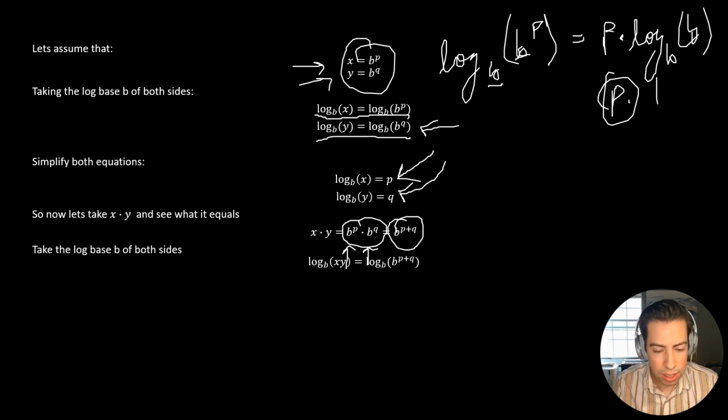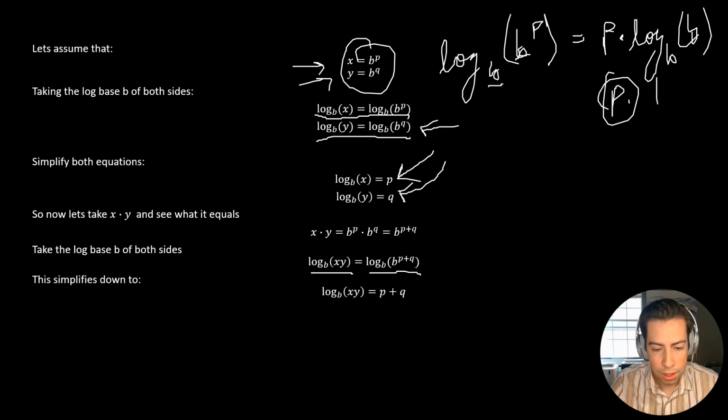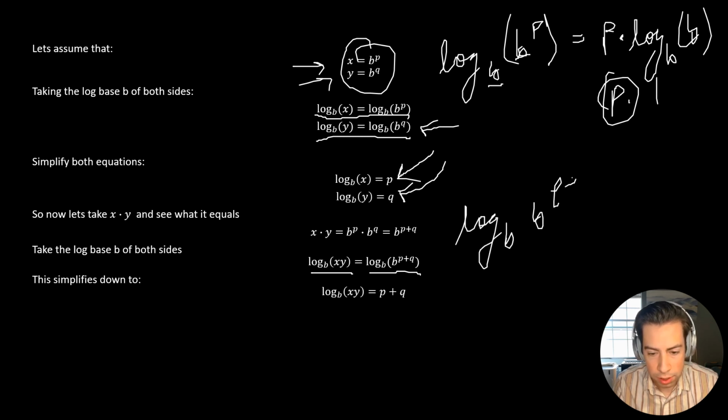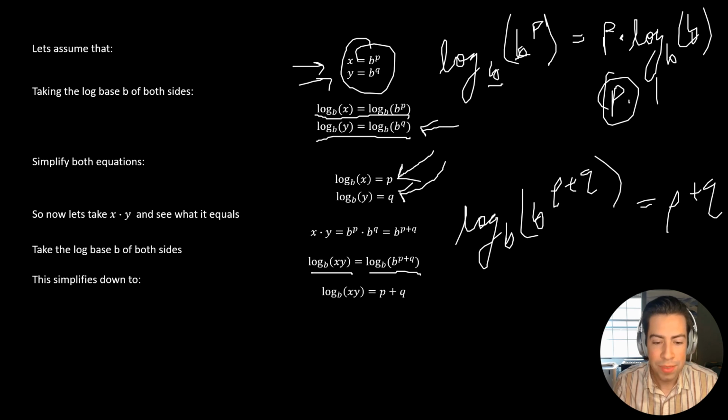So now, guys, if I take the log base b of both sides, it's going to look like this, right? So now I have log base b of x times y, and then this entire thing right here, okay? So like we talked about previously, if I have log base b of b to the p plus q, well, I want to ask myself, b to what power gives me b to the p plus q? And that's just going to be the p plus q power, right? So now we have this.